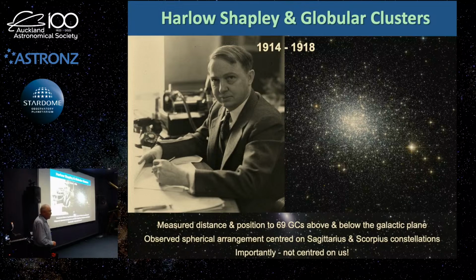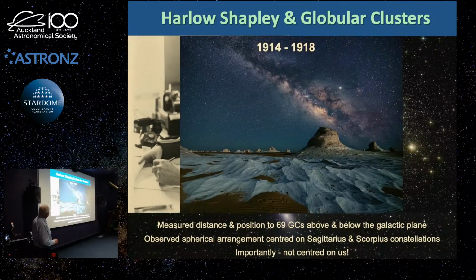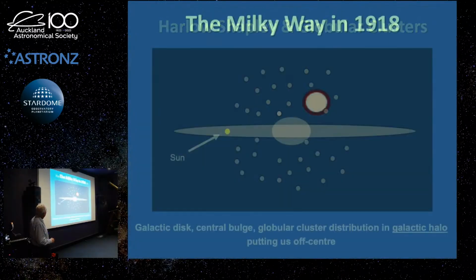That was a biggie. They were centered on the constellations of Sagittarius and Scorpius in this region of the sky here. So that was the first indication that there is clearly a center of the Milky Way, and it's not where we are. That was another big milestone in us learning about the Milky Way galaxy.